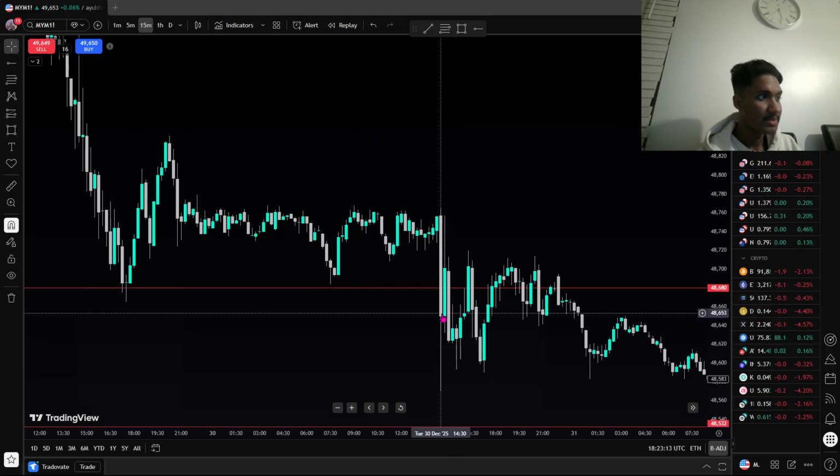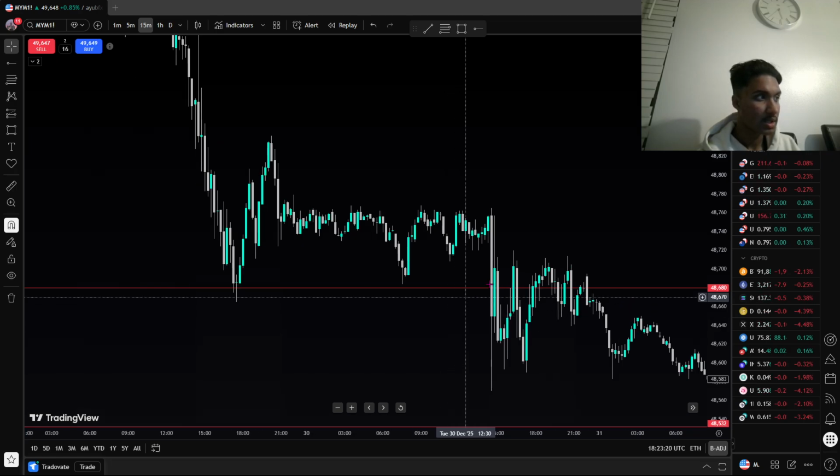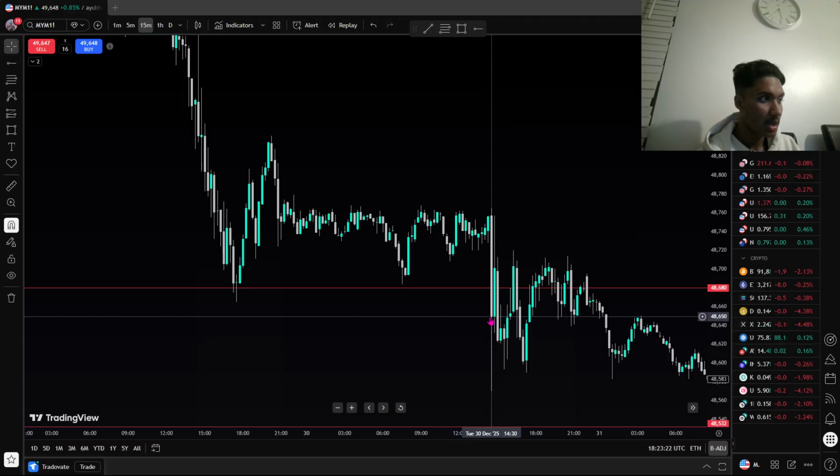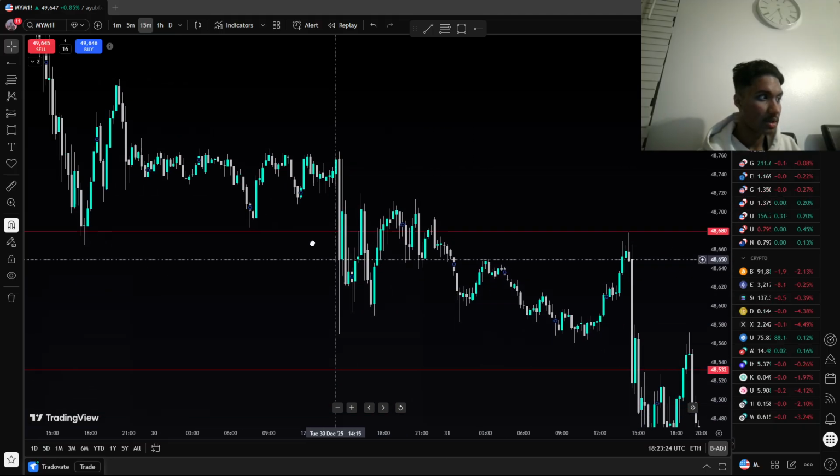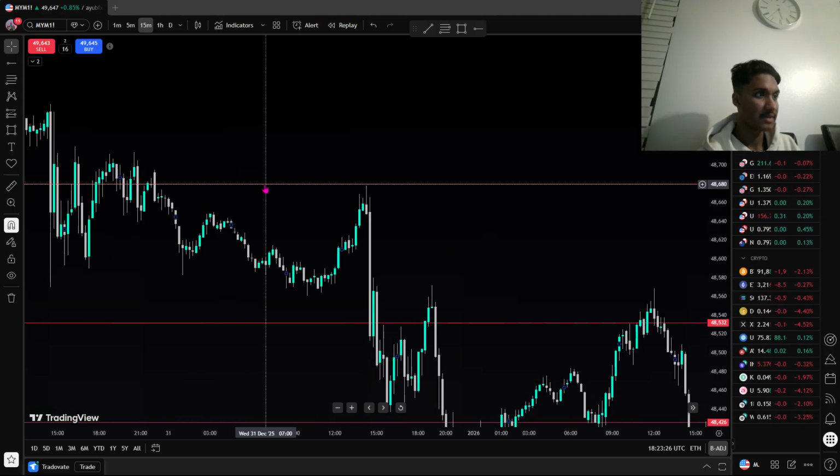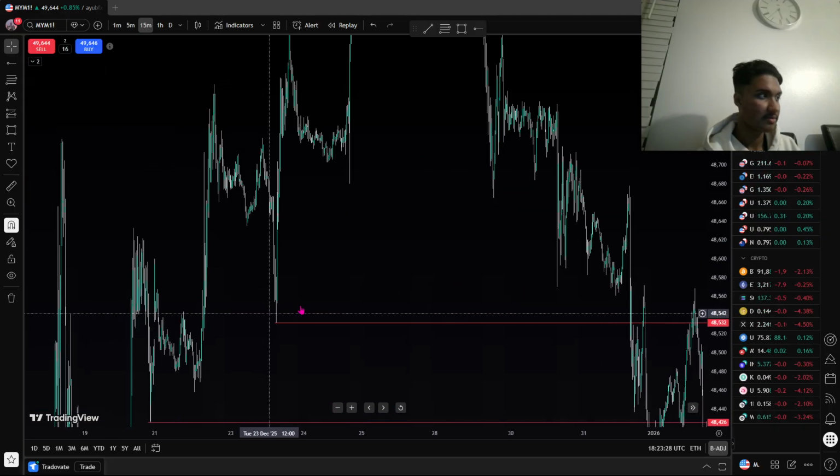So the only place that it does body close below is here. So you see the body closure? It closes below with this big white candle, okay? So it closes below, and that's our break of the level. Let's go to the next one. So the next level was over here. I think I drew it, yeah, right here.